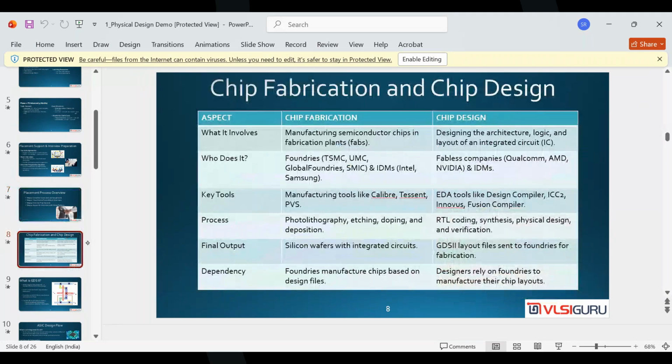Now let us discuss a few things. I will give some briefing on VLSI. Right, already I have started this. So what is chip fabrication and what is chip designing?